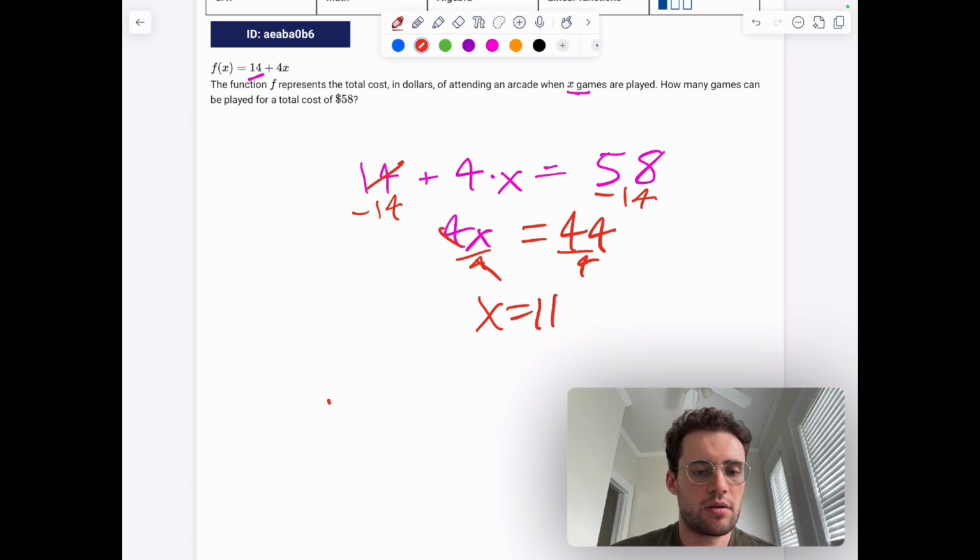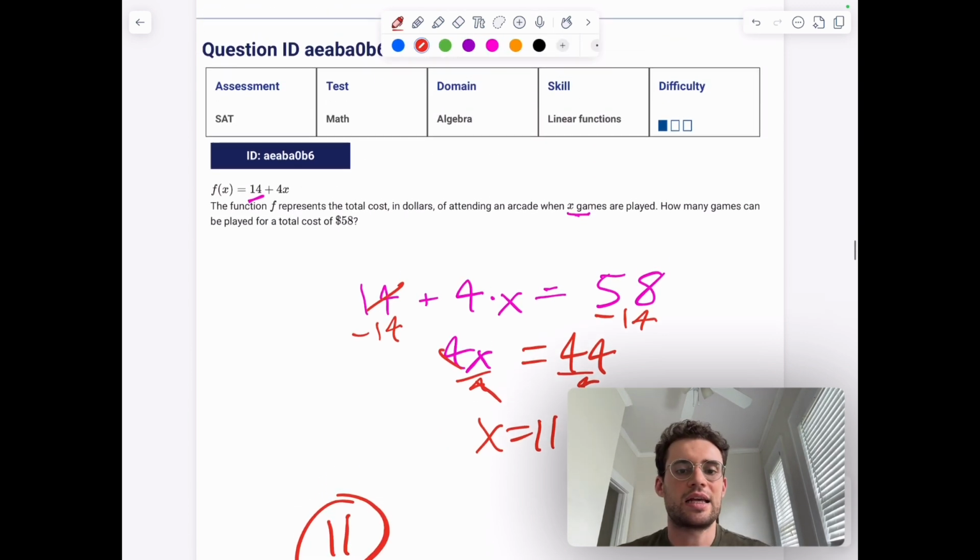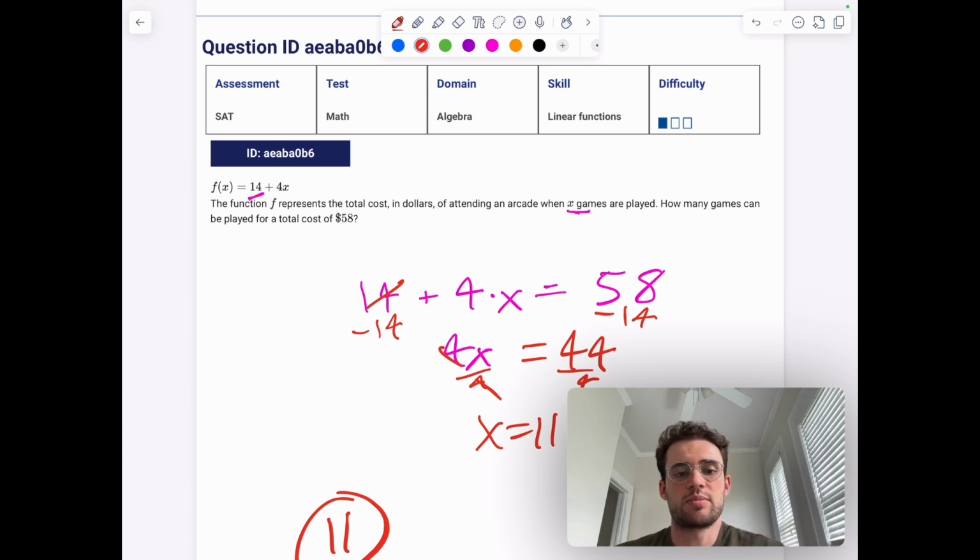So 11 games. And I guess you don't even have to understand why this makes sense, because all they told you already is that the f, the output, is the total cost, and that x is the games played. So you would just be like, all right, well, when is the total cost 58? What does x have to be?